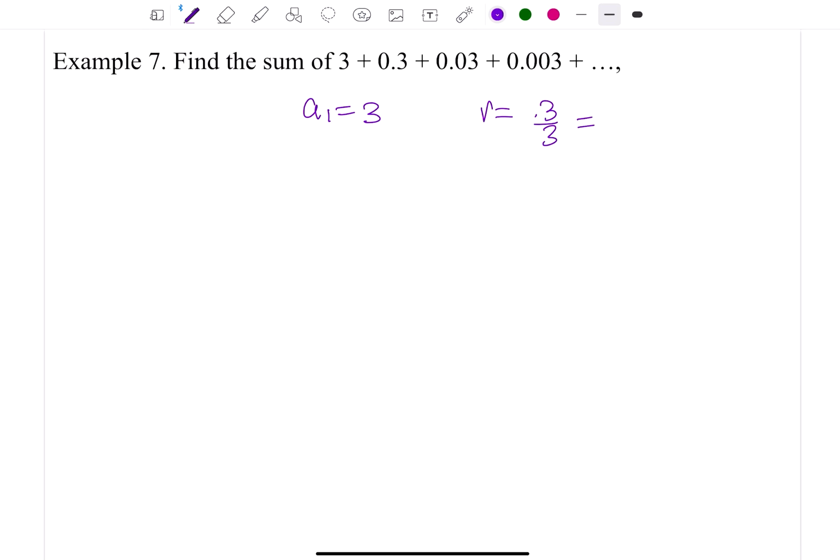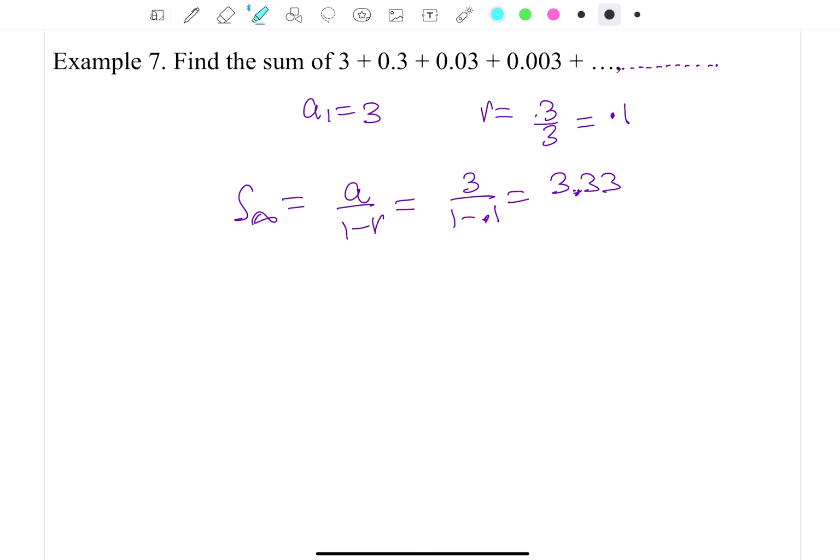So now to find the sum of infinite terms, this dot dot dot means it's going on forever, it never stops, and we're talking about infinite terms. The sum of infinite terms is a over 1 minus r, which is going to be 3 over 1 minus 0.1, and that's going to be 3.33. Now, if you want to check, you can use a calculator, write the first 20 terms of this series, and see what the sum turns out to be. What happens in this case is the terms are becoming so small as we go that adding those terms is not making any difference to the sum of the series. And that's why this series converges.